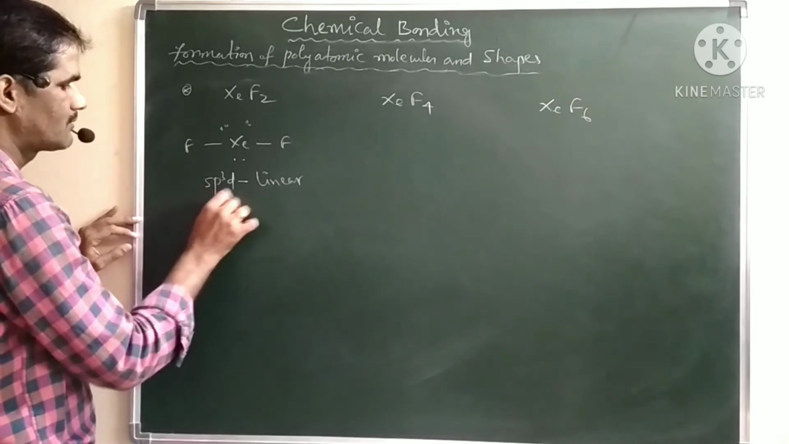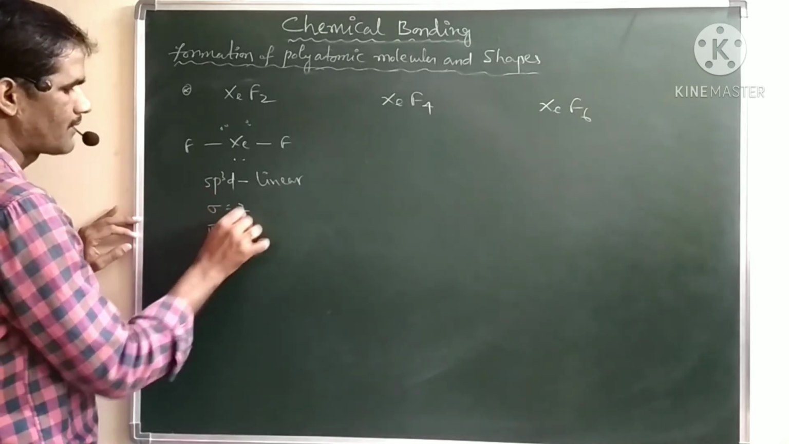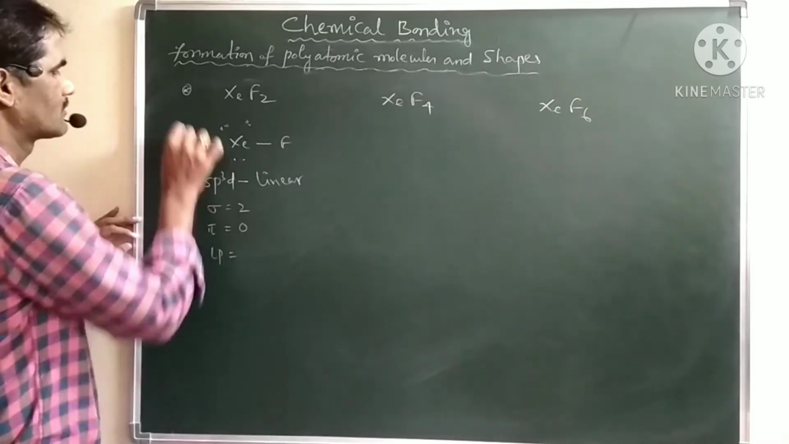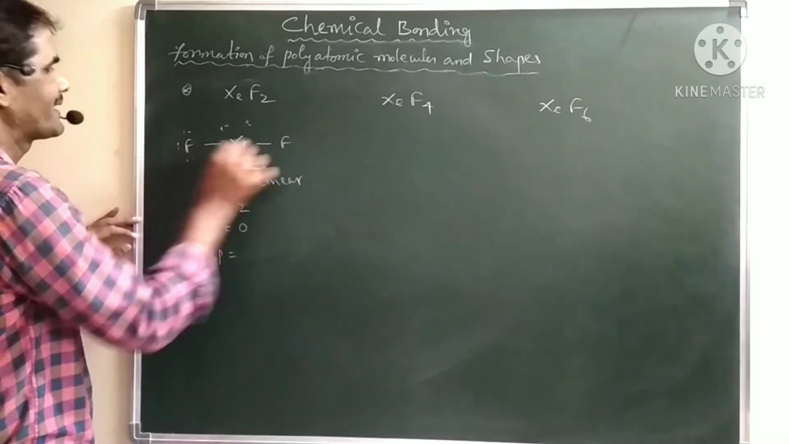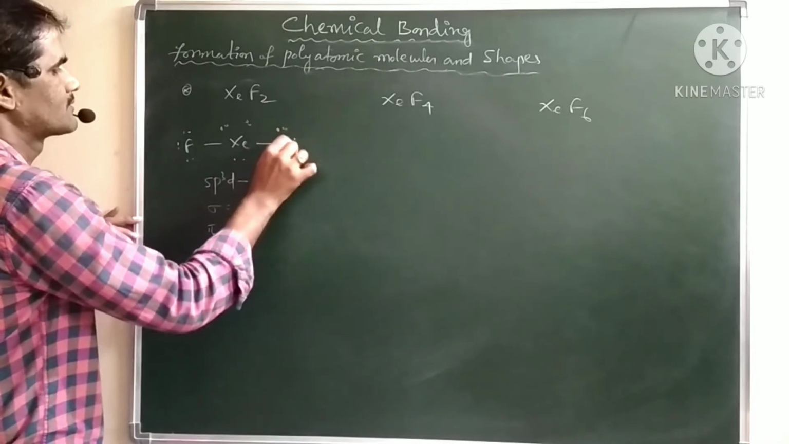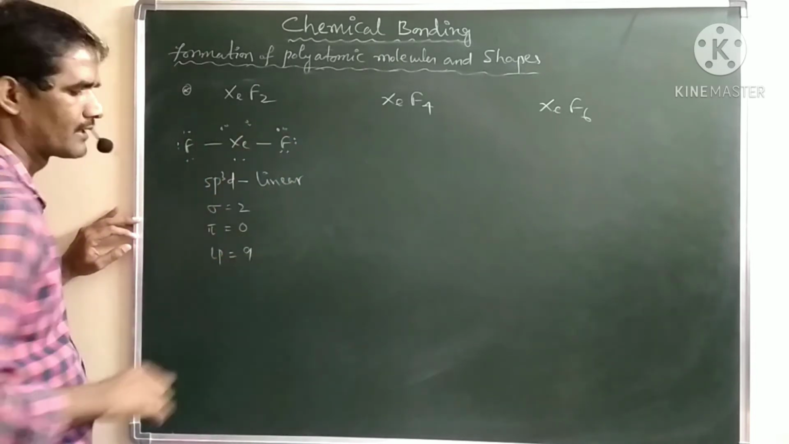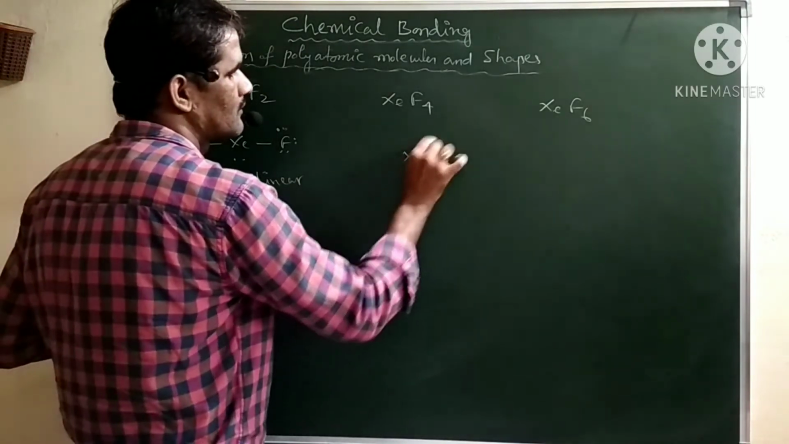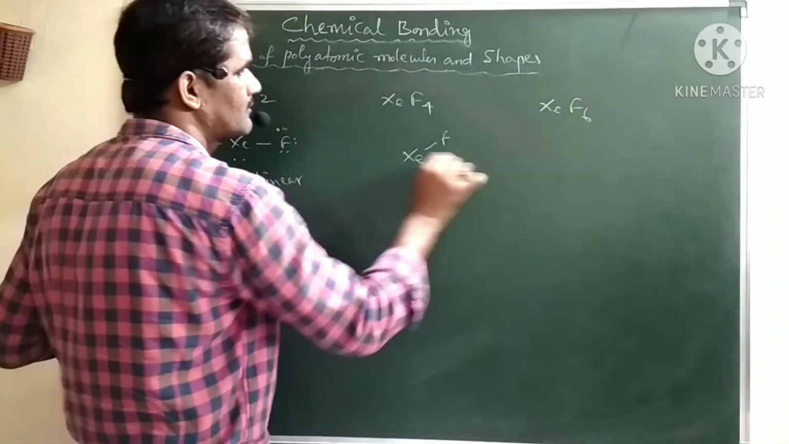And the total sigma bonds 2 and total pi bonds 0. And the total lone pairs on the molecule: again, each fluorine carries 3 lone pairs, so 3 plus 6, total 9.